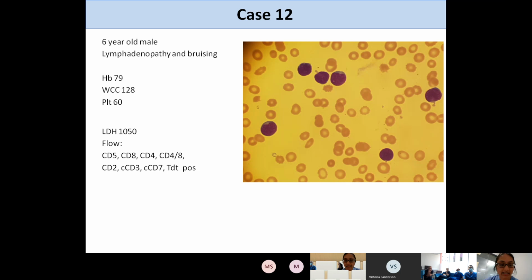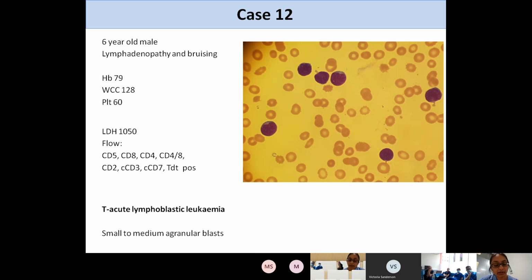He had a very high LDH, and his flow was positive for CD5, CD8, CD4, so double positive CD4 and CD8, CD2, cytoplasmic CD3 and cytoplasmic CD7. These are all T cell markers. And he was also TdT positive, which is an immature marker. This patient has immature blasts, agranular blasts, and he's typing for T cells. This was an example of T acute lymphoblastic leukemia with small to medium agranular blasts.